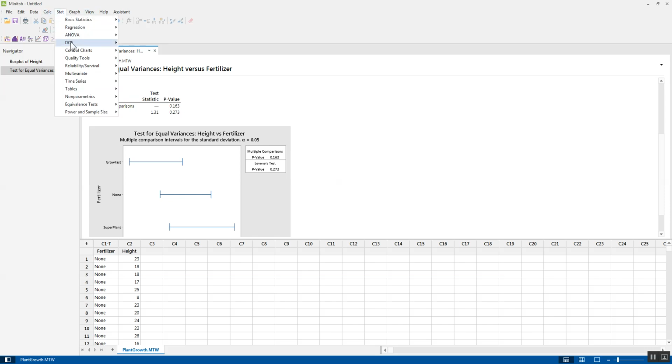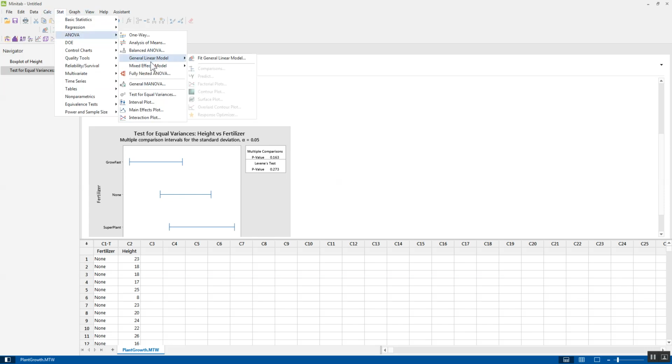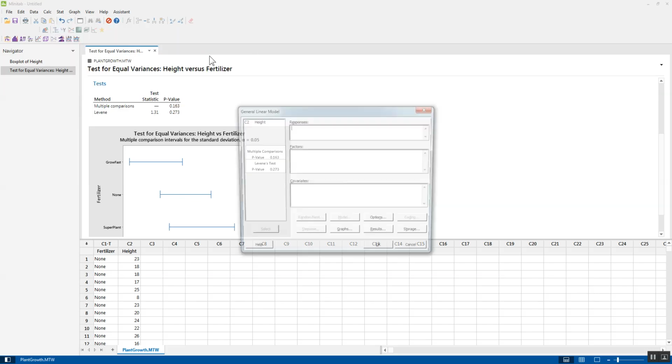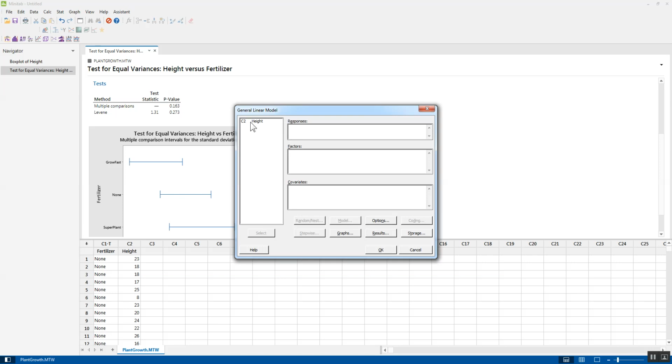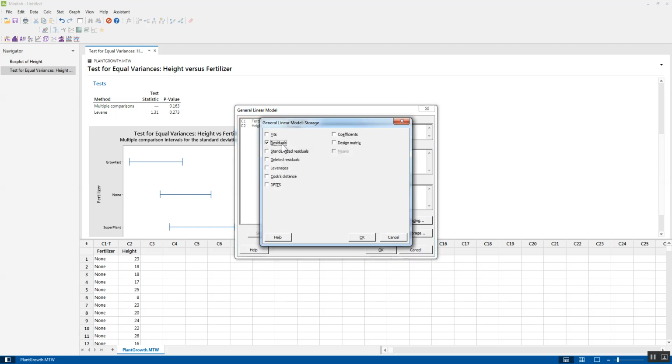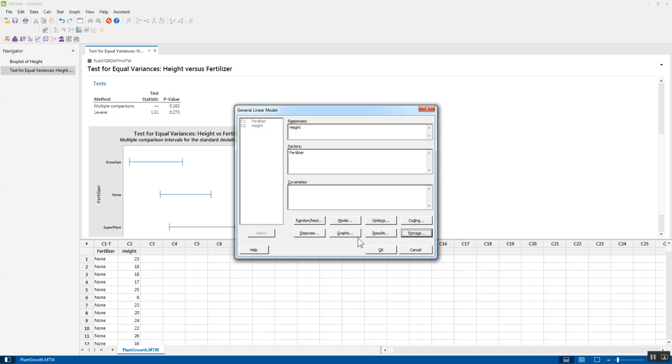So I'm going to go in and do the ANOVA and do it through this general linear model window. Notice we can also do a one-way ANOVA up there, but because we're likely to have a more complex experimental design later on, we'll do it through this fit general linear model option. So the response was the height of the plant, the factor is fertiliser. Remember, we need to store the residuals. Another important check on the assumptions of the ANOVA.